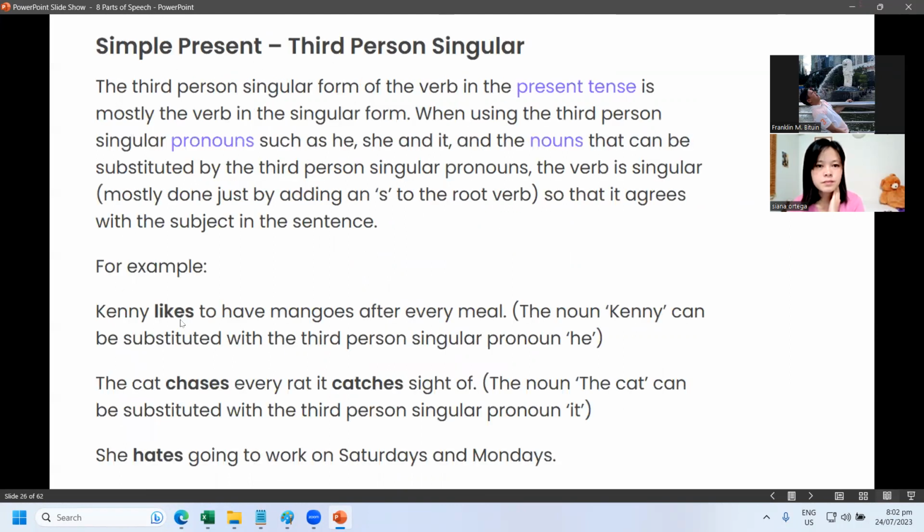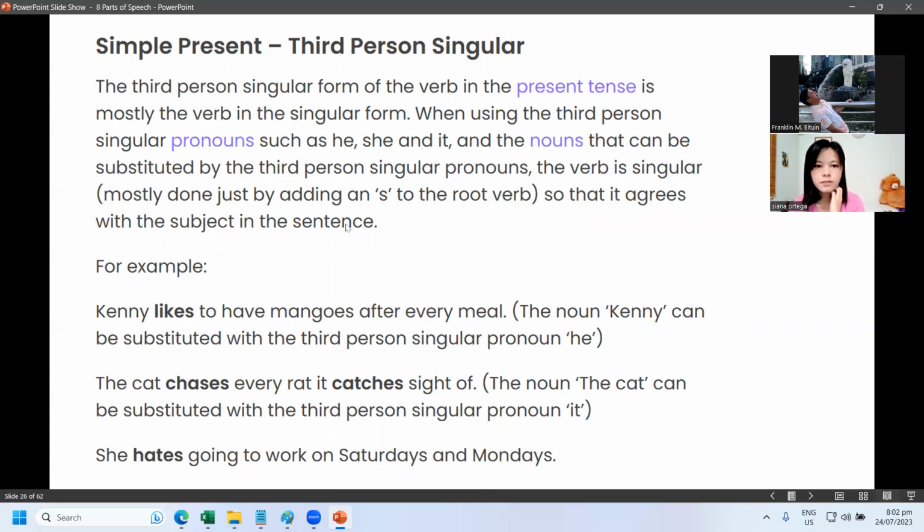Simple present, we also discussed this last time. Again, if the subject is singular, what will happen to the verb? You can add s, es, or ies, depending on the verb that is used. Because if the verb ends in y, of course, we discussed that last time, you will change y to i and add es. That's why we discussed that one last time.